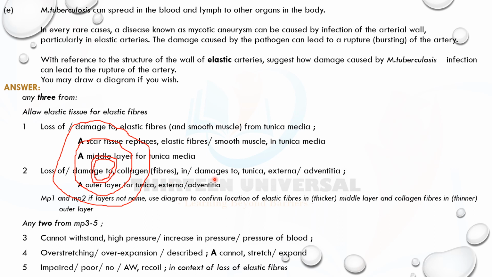Loss or damage to collagen, damage to the tunica externa, adventitia. Collagen is more here, but it's also here. Because these two are damaged, they cannot withstand an increase in pressure. They cannot stretch or expand, so there is impaired or no recoil due to loss of elastic fiber. This is how they lead to rupture.